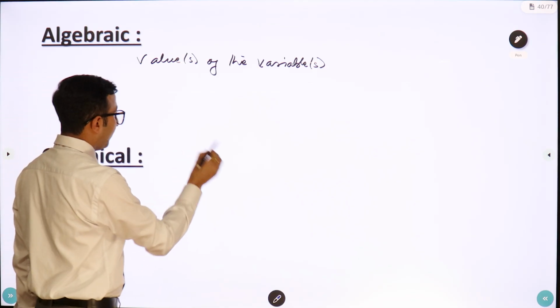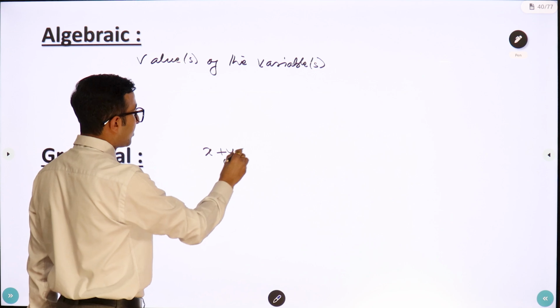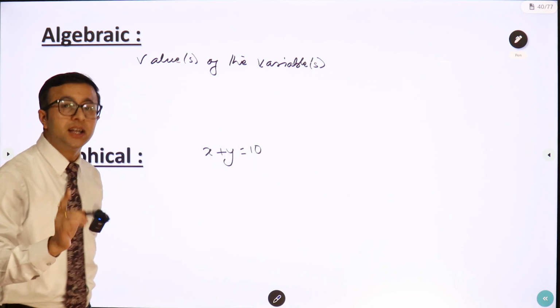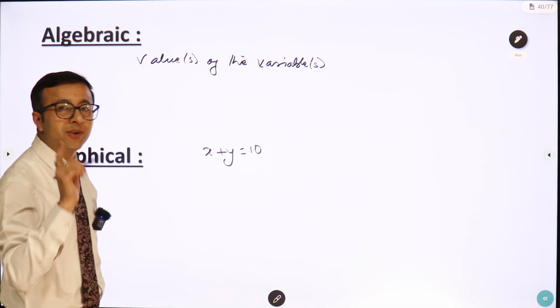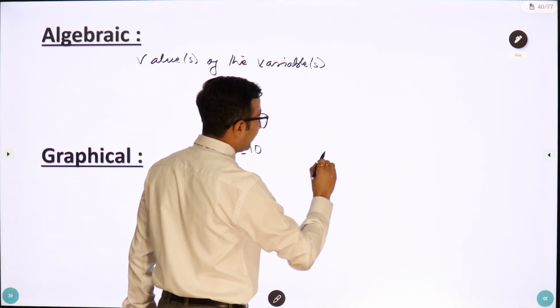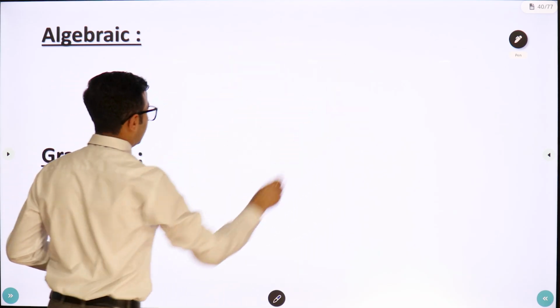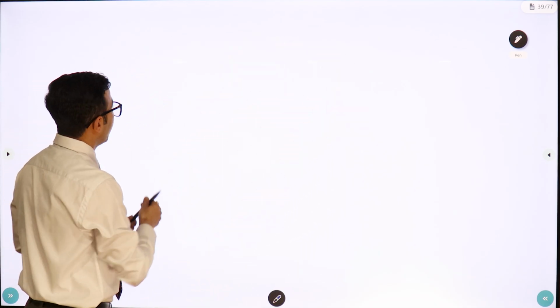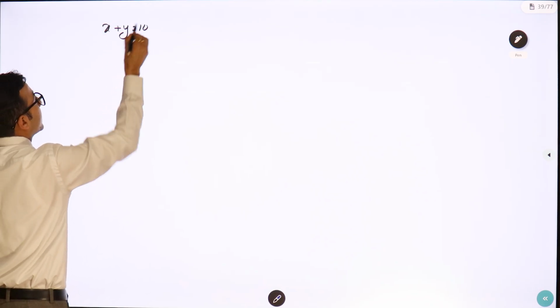You know that even in class 9 we have already seen that x plus y is equal to 10 represents a linear equation because it is an equation of a straight line. Look at here. Let me erase it first. Okay, look at here. x plus y is equal to 10.